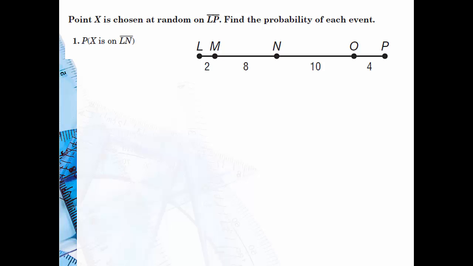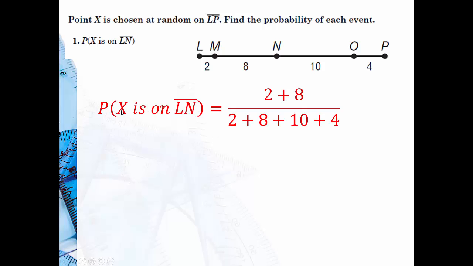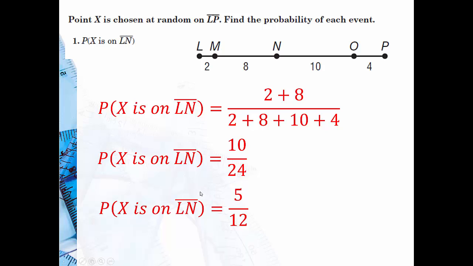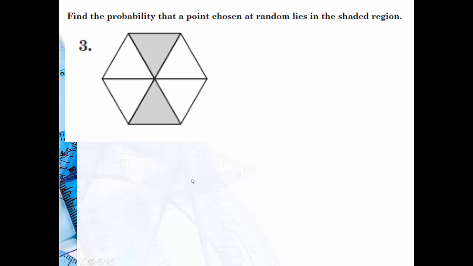The way you do probability on a segment or length of time is you say the probability that x is on LN is the length of LN over the total length. So it's 2 plus 8 over 2 plus 8 plus 10 plus 4, or 10 over 24, which simplifies to 5 over 12. The next problem, we're looking at the probability that it lies in the shaded region.